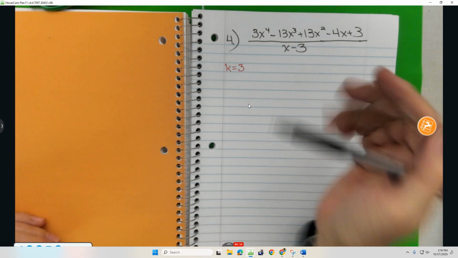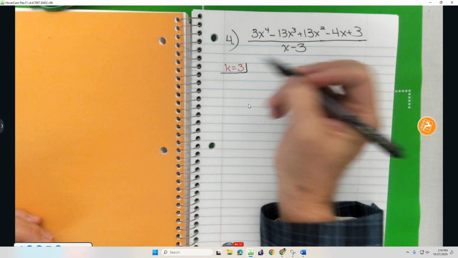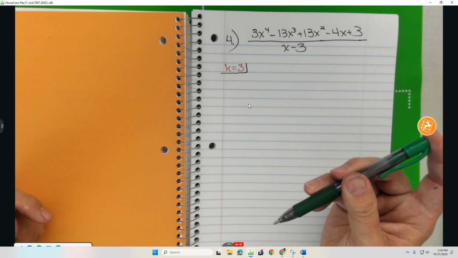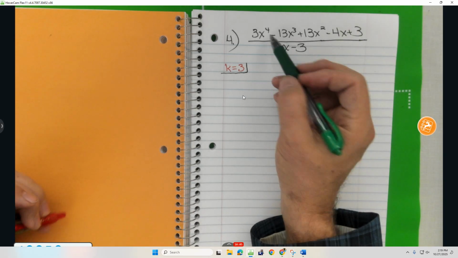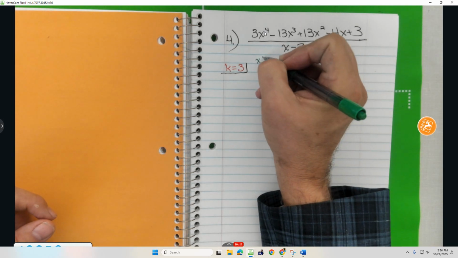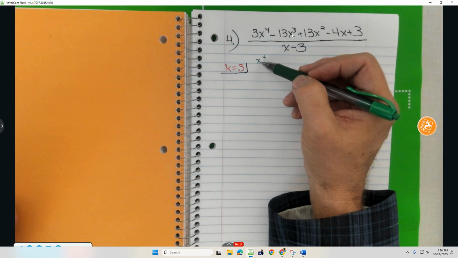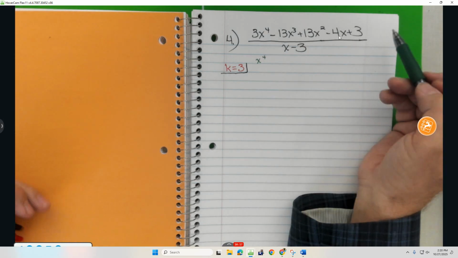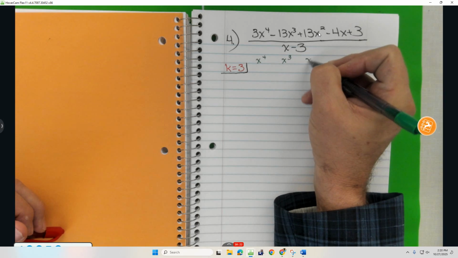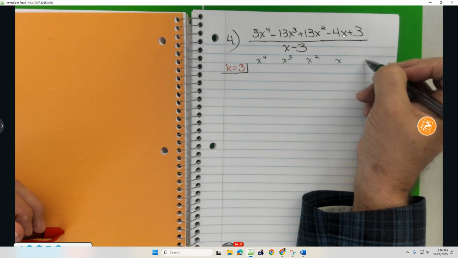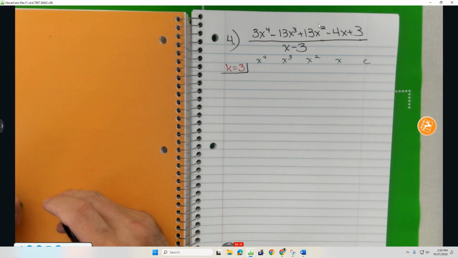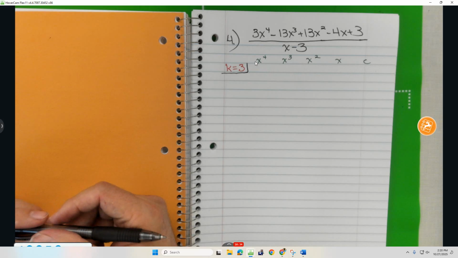You'll notice I skipped a line. This takes 3 lines. I'm going to write some column headings. I'll start with the largest variable in the dividend, x to the 4th, and then I have to have a column for every power of x after that. Even if one had been omitted, we'd have to have a column for that. So you have an x to the 4th, an x cubed, an x squared, an x, and finally a constant c. When I said 3 lines, I guess I wasn't counting the column headings.